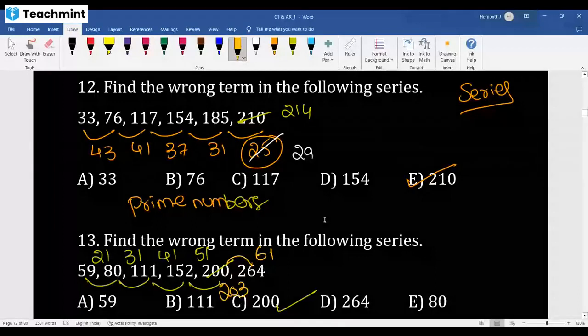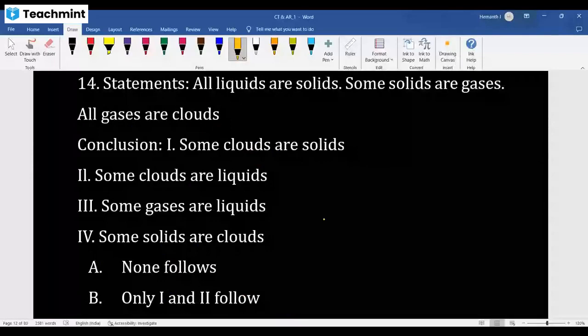Now syllogisms, this comes under CT, as you people very much know. Critical thinking and problem solving related section. Okay.